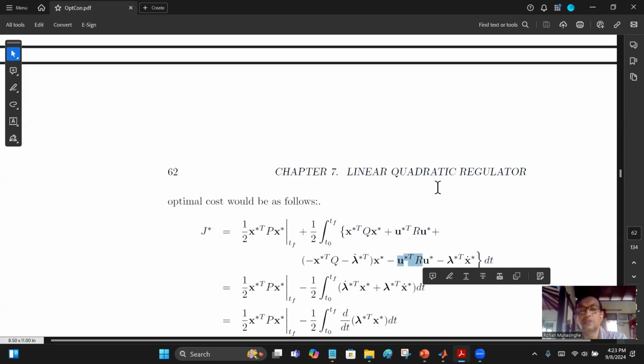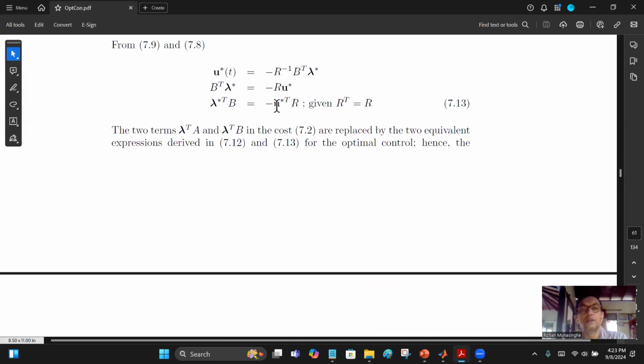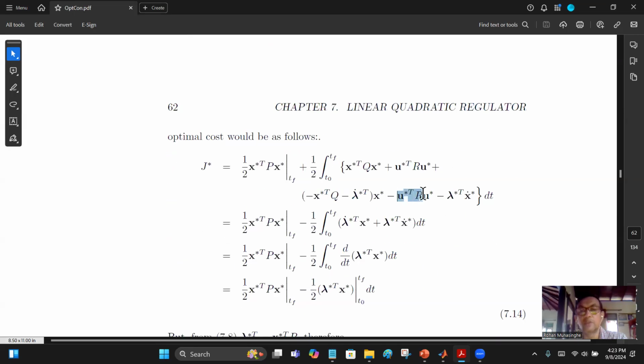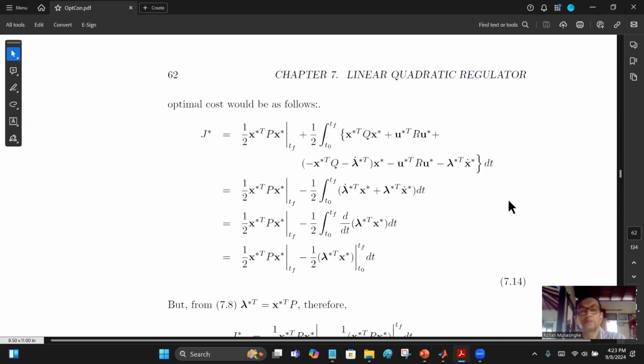U transpose R. Yes, this one. So this is lambda transpose B. So this is the cost. In fact, this is the optimal cost because now we are taking the substitutions from the optimal process. So therefore, the cost is also getting optimal now. So that is why this star is coming up over here. This is the optimal cost.